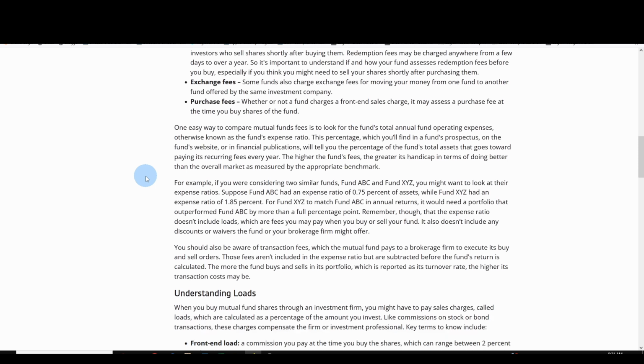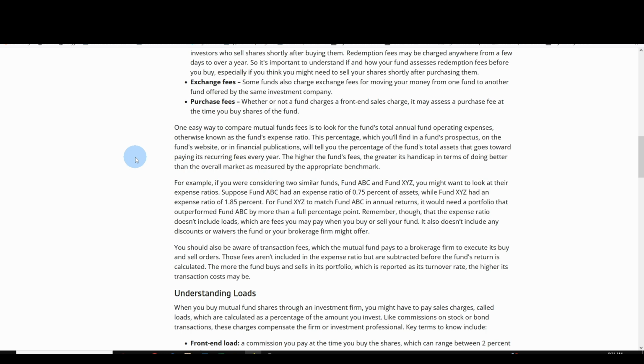One easy way to compare mutual fund fees is to look for the fund's total annual fund operating expenses, otherwise known as the fund's expense ratio. This percentage, which you'll find in a fund's prospectus, on the fund's website, or in financial publications, will tell you the percentage of the fund's total assets that goes towards paying its recurring fees every year. The higher the fund's fees, the greater its handicap in terms of doing better than the overall market as measured by the appropriate benchmark.